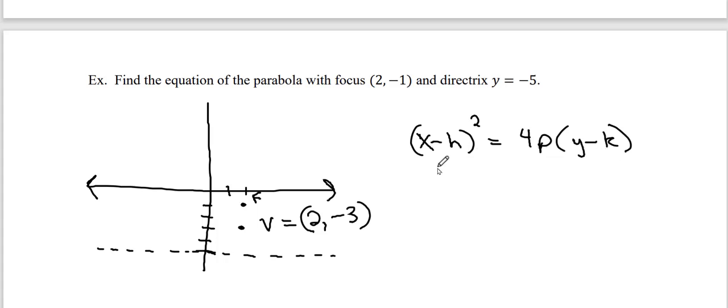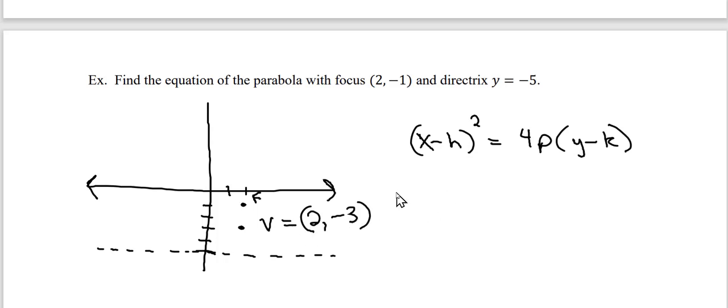Just like with all of my other conic sections, to get my center, I've got x minus the h, y minus the k. And so then you just have to remember that the 4p goes on the non-squared term, is multiplied by the non-squared term.